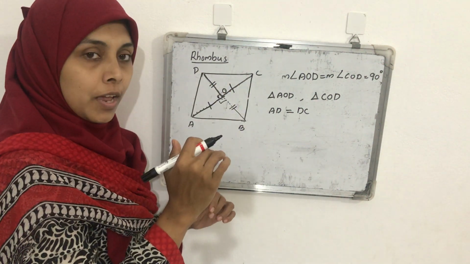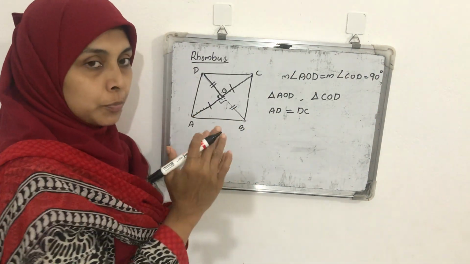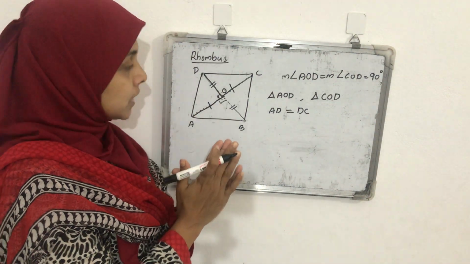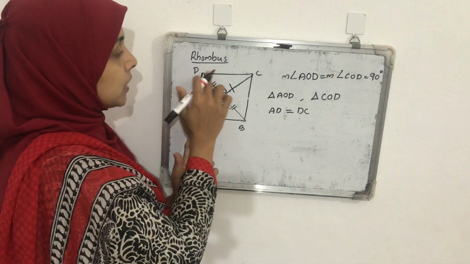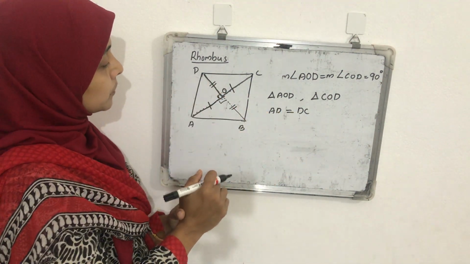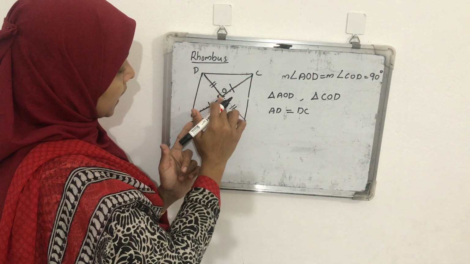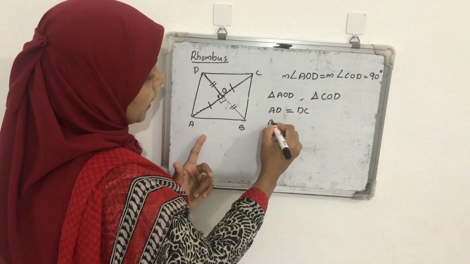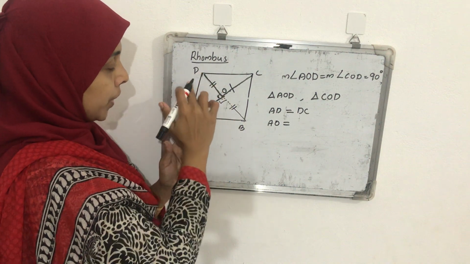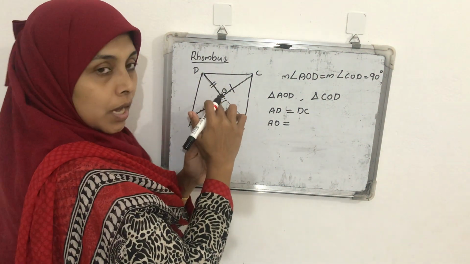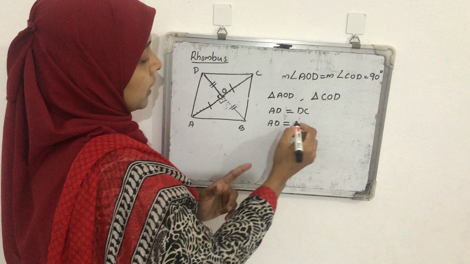AD is equal to DC because in the case of a rhombus, four sides are equal. That is a special property of a rhombus: all sides of a rhombus are equal. So we can say AD is equal to DC. And also we know the side AO of the first triangle AOD is equal to the corresponding side of the second triangle COD, that is OC.